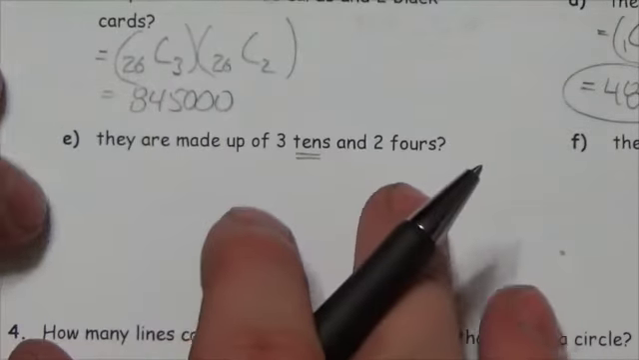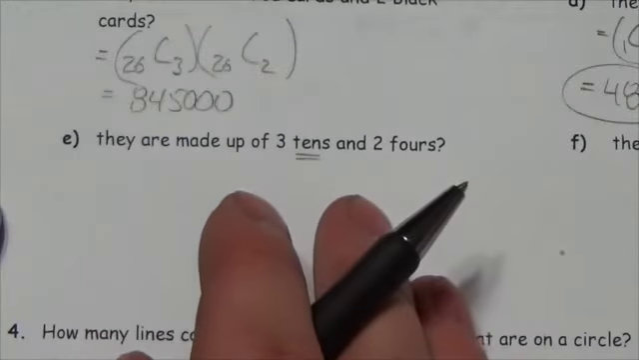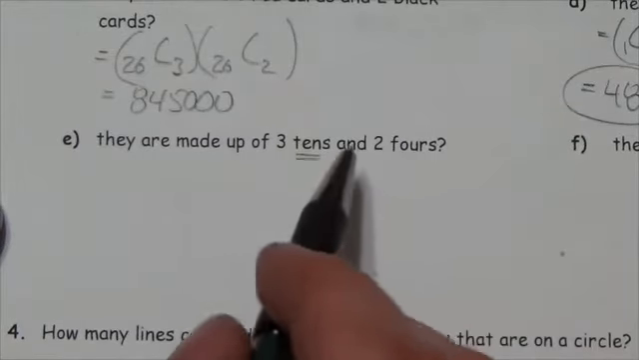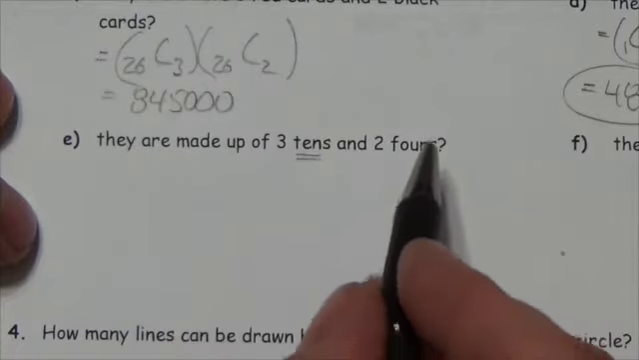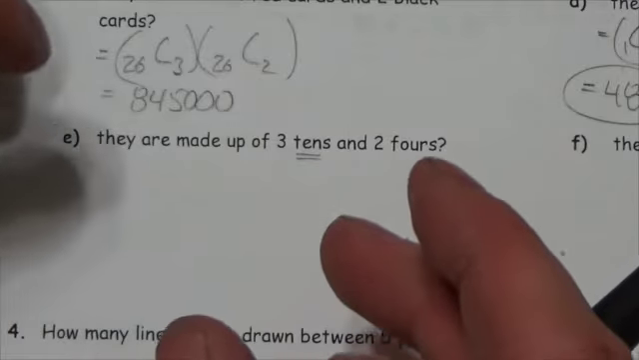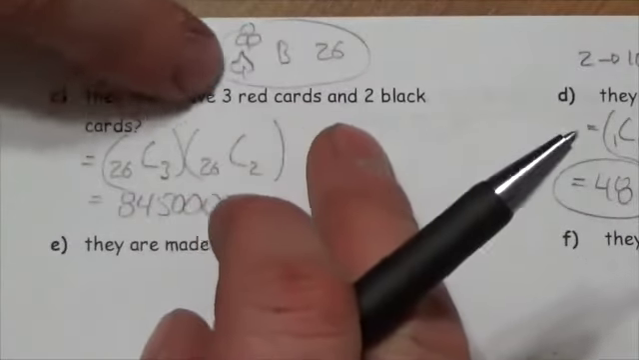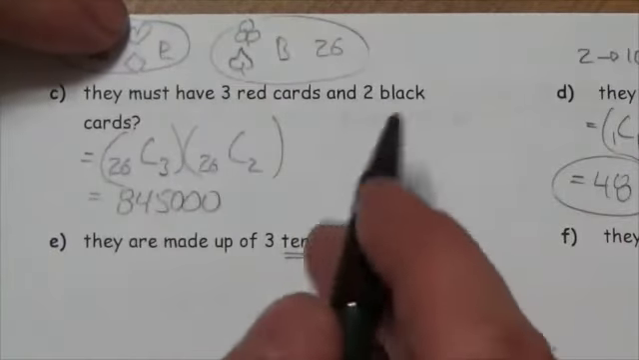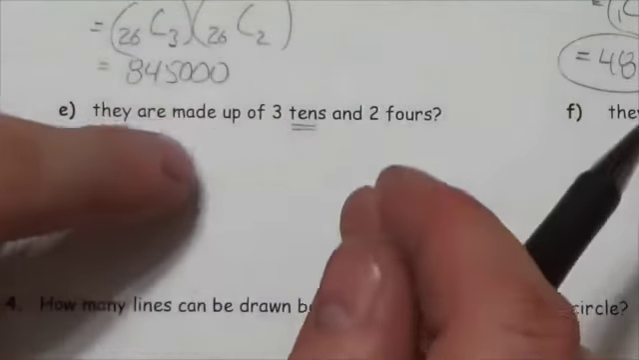Now remember, each suit has cards numbered from 2 up to 10, and then the jack, queen, king, ace. In a standard deck of cards, there are only 4 10s to choose from. There are only 4 4s to choose from. So what we're doing here is really limiting the size of the group that we're choosing from. Up here, we were still dealing with the full deck. Half of them are red, half of them are black. That's a lot of cards to choose from. Here, we're really zooming in.